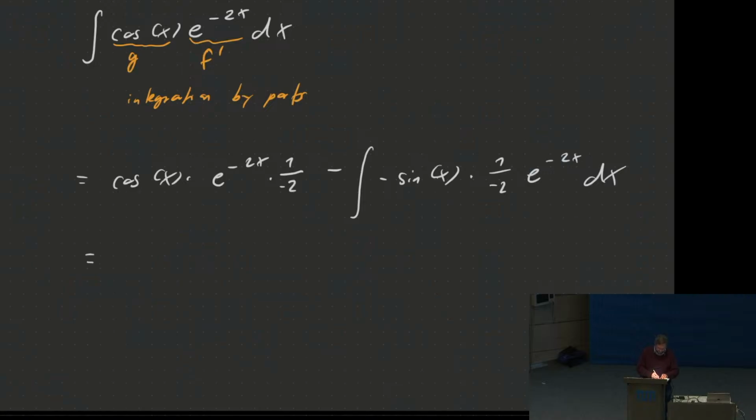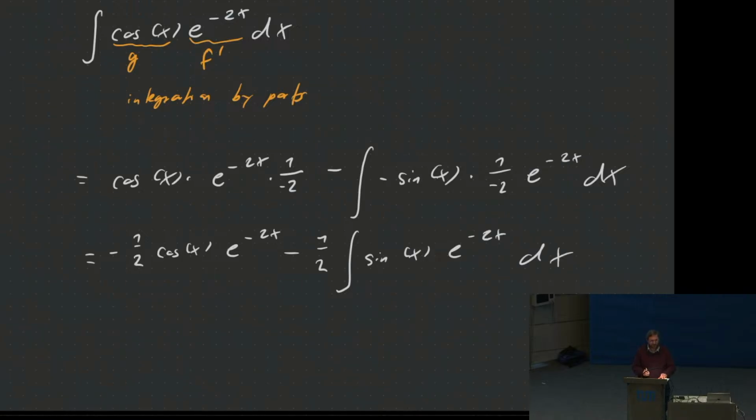Right, so maybe let's simplify that just a little before we go on. This is, I'll write that in front of the expression, minus 1 over 2 cosine x e to the power of minus 2x minus, well, not much to do here. I can take out the 1 over 2. And those two minus signs here just cancel out. Right, so I have sine x e to the power of minus 2x dx.